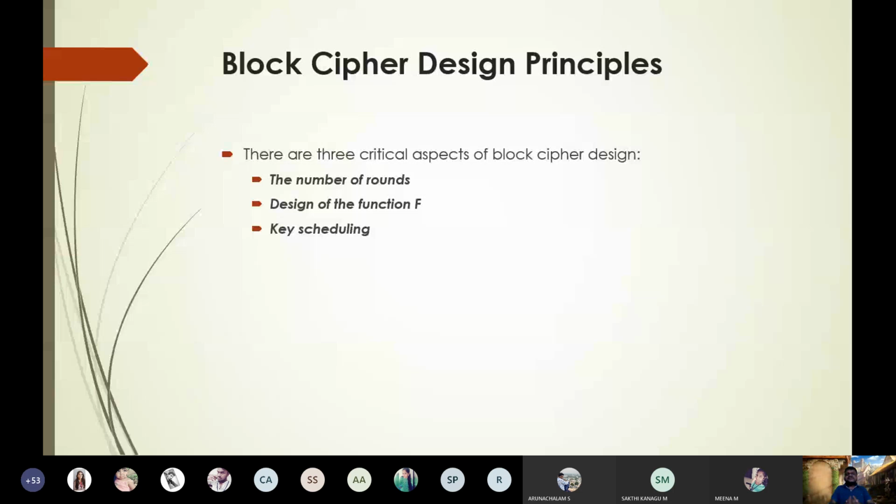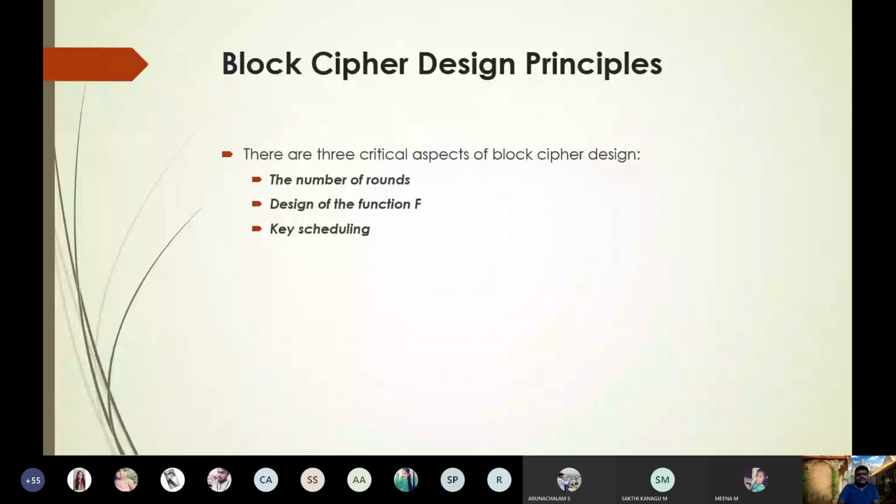The third one is key scheduling. Key scheduling plays a very important role these days. We have another concept called key management. We'll look into it from our third unit. It will be more interesting. Key management is a more interesting and also more important topic for your university exams, right? So before that, we will look at key management concepts in our third unit.